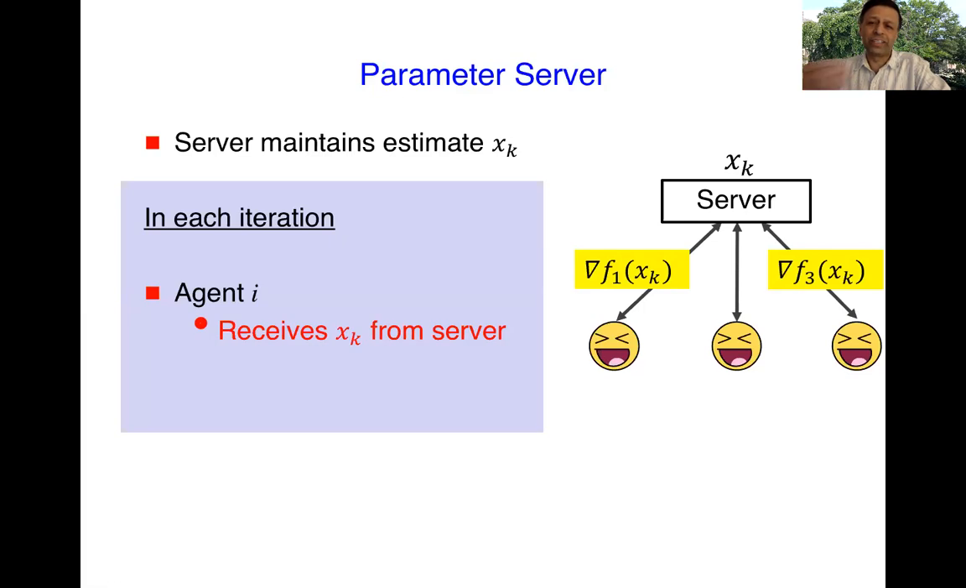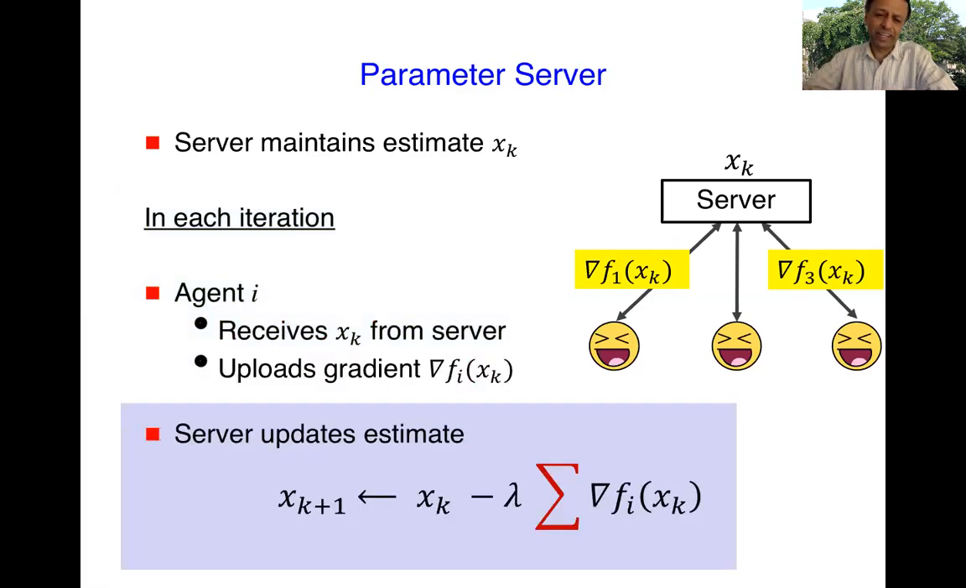In a distributed setting, the server will send the current estimate xk to the different agents, in this case, 3 agents. And each agent, having received the xk value, will compute the gradient of its own cost function. So for example, agent 1 will compute the gradient of f1 at xk and upload it to the server. And when the server receives all these gradients, it can add them up and perform this computation locally because it knows all the gradients. It can do that summation shown in red here, and that's how the server can compute xk plus 1.